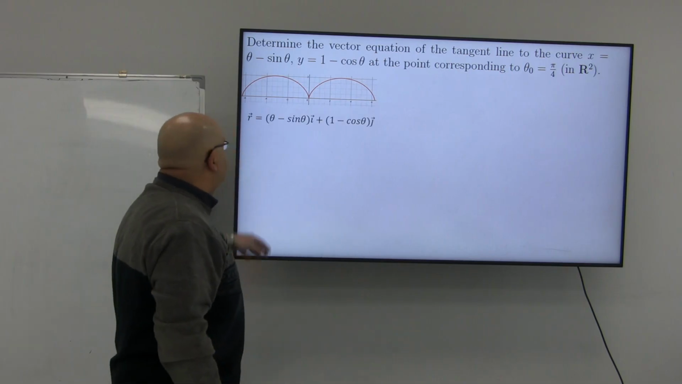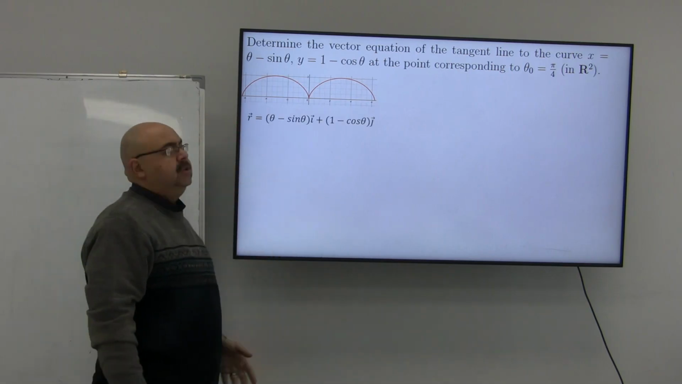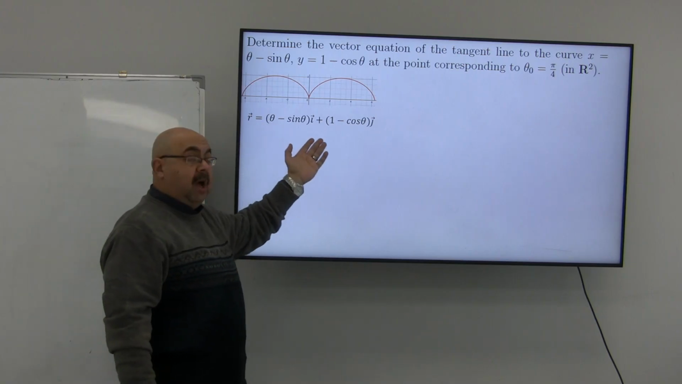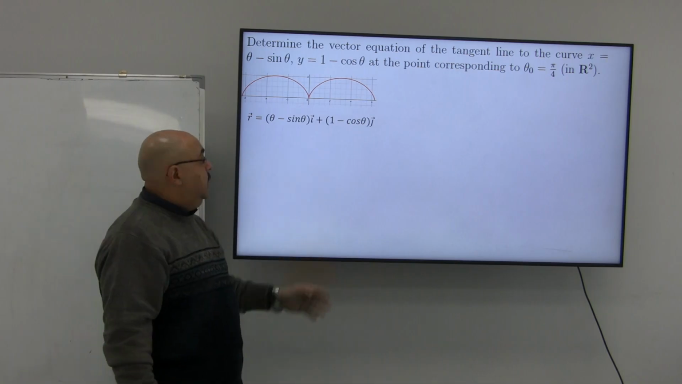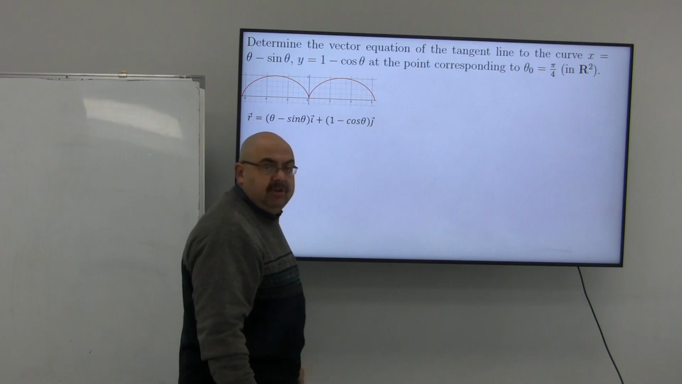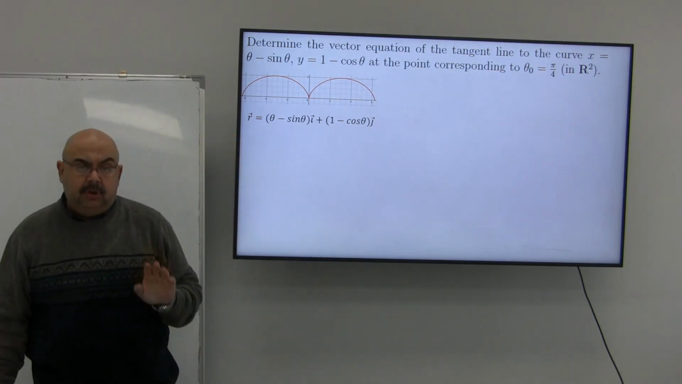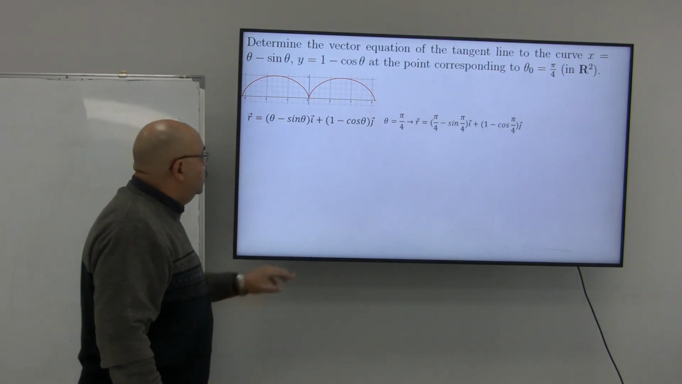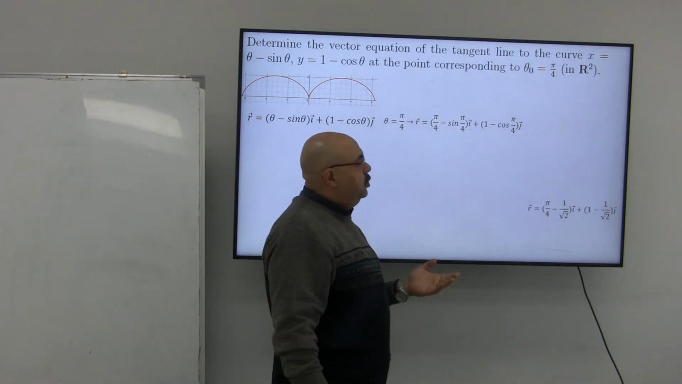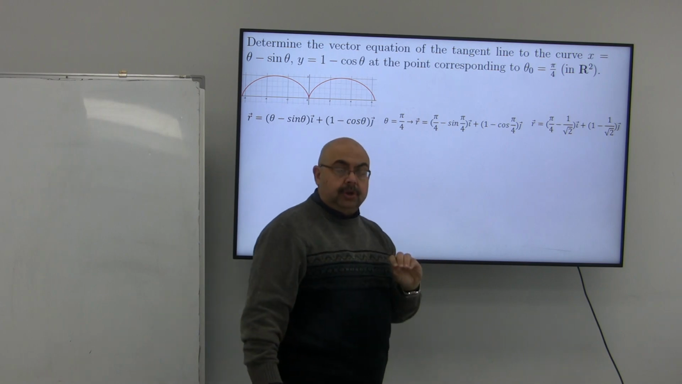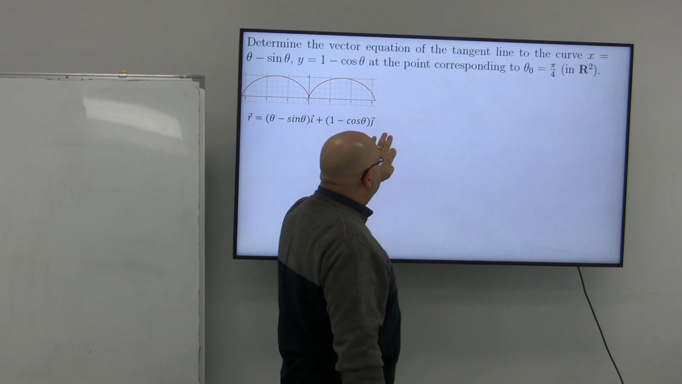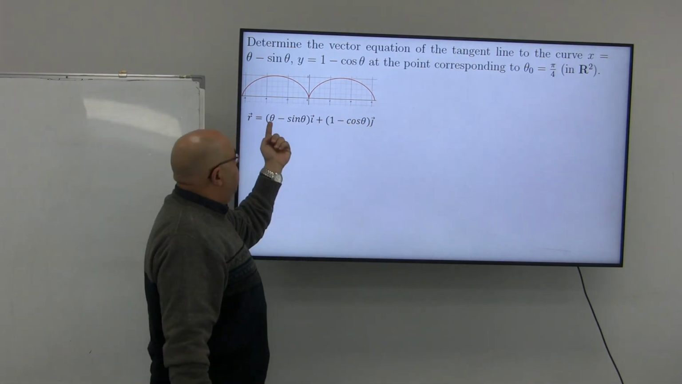Now I can write r, the position vector, which consists of the x component of this curve times i, the unit vector in the x direction, plus 1 minus cosine theta, which is y, in the j direction. Once you have r, substituting with theta equals pi over 4 will directly give the point that you will need in order to get your line. So just substituting with pi over 4 in this equation, this is going to be pi over 4.